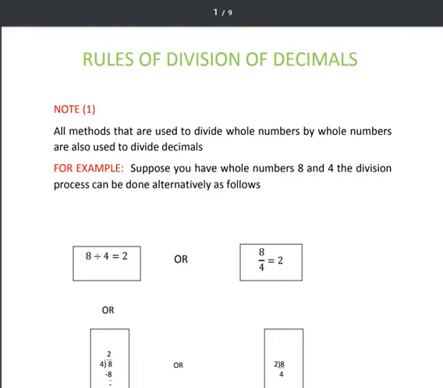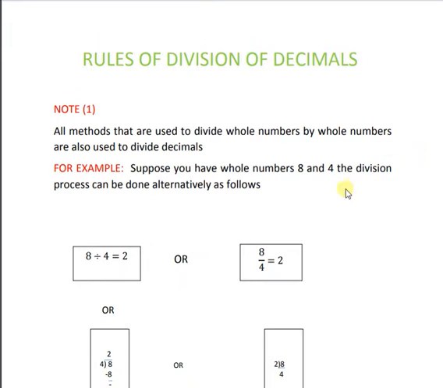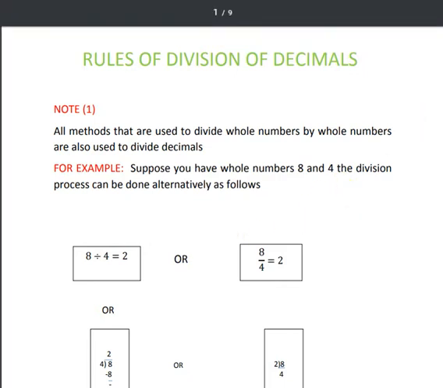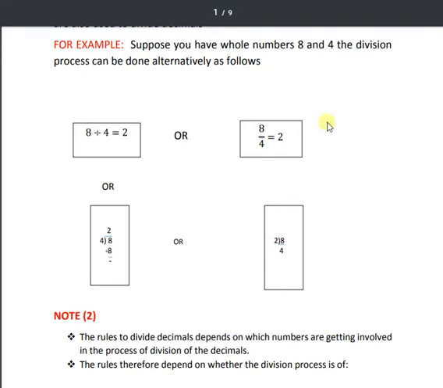What you should note is that the methods that are used to divide whole numbers by whole numbers are also used to divide decimals. For example, suppose you have whole numbers 8 and 4, and suppose you want to do the division of these two numbers, 8 divided by 4. Here are the four methods that can be used to do this.